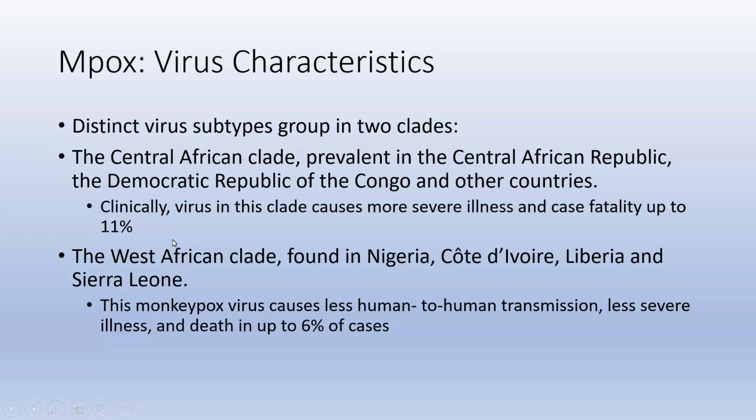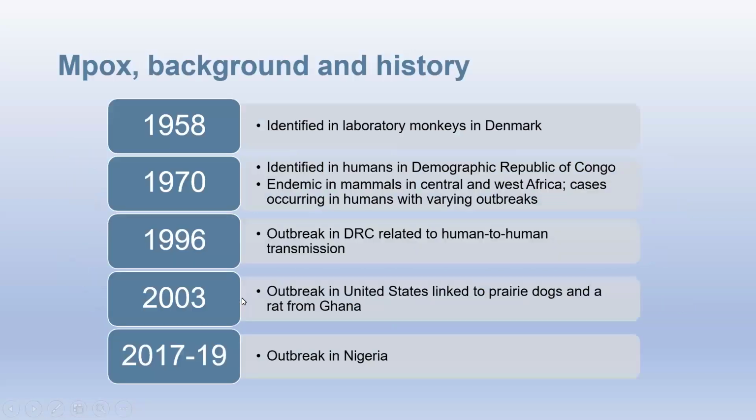If you remember the 2022 outbreak in Spain, which was associated with the LGBTI community, this one was caused by clade 1. And the ongoing infection in DRC Congo is actually caused by clade 2.